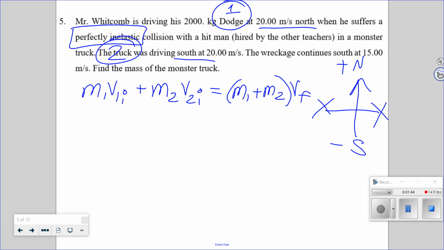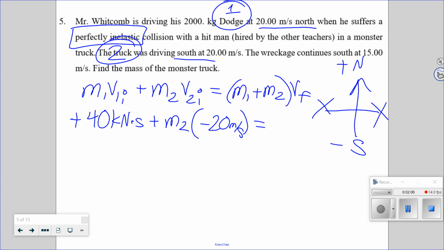So if north is positive, because I labeled that over there, then plus 40,000 Newtons. The monster truck, oh, it doesn't say. The truck was driving south. So I have to do plus m2 and then minus 20 meters per second equals, oh dear, I need another line. Okay, equals 2,000 plus m2. Oh, and then the wreckage continues south at 15, minus 15.